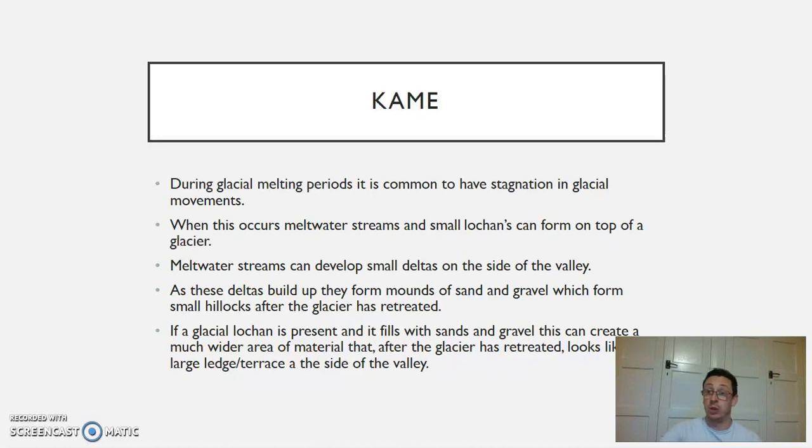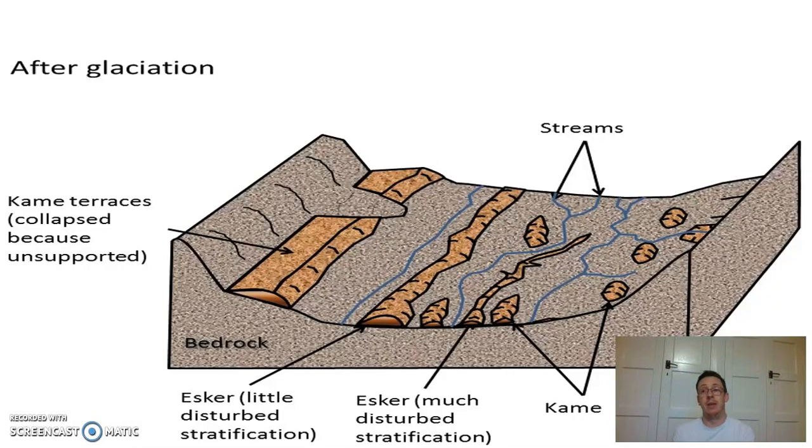Now, I'm going to wind this one up here. I'm going to put this little diagram up, and it gives us an idea of what we're talking about with some of these fluvioglacial features. So if we look here, if we start with our eskers, it's making little comments here about little disturbed stratification or much disturbed stratification, that's kind of more getting at whether or not the glacier or rivers or some other process after the fact has disturbed this feature.